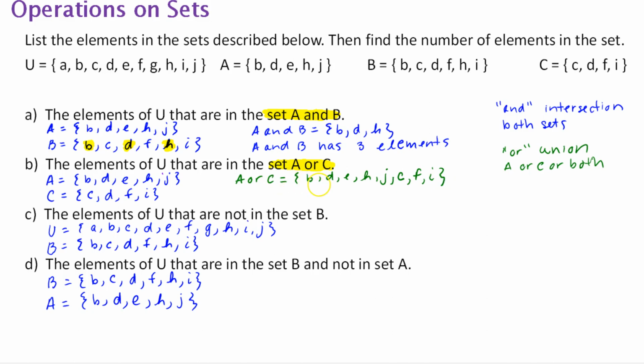So A or C has the elements B, D, E, H, J, C, F, and I. It's customary to write these in alphabetical order, so we'd make it B, C, D, E, F, H, I, J. Just like these are listed in alphabetical order, it just helps you keep track of the elements in the set like we've done here. But it's not necessary. And now let's state how many elements are in A or C. A or C has 1, 2, 3, 4, 5, 6, 7, 8 elements.